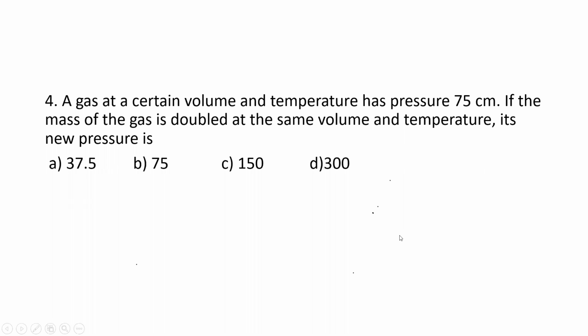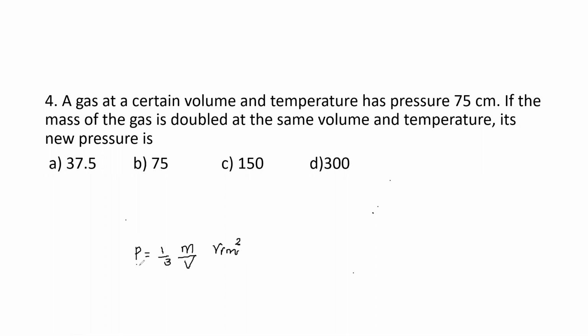Next question. A gas at a certain volume and temperature has pressure 75 centimeter. If the mass of the gas is doubled at the same volume and temperature, what happens to the pressure? So if mass increases, what happens to the pressure value? Here the formula is the same, that is 1 by 3 m divided by V into V RMS square. What they are saying is, if the mass value is doubled, what happens to the pressure?